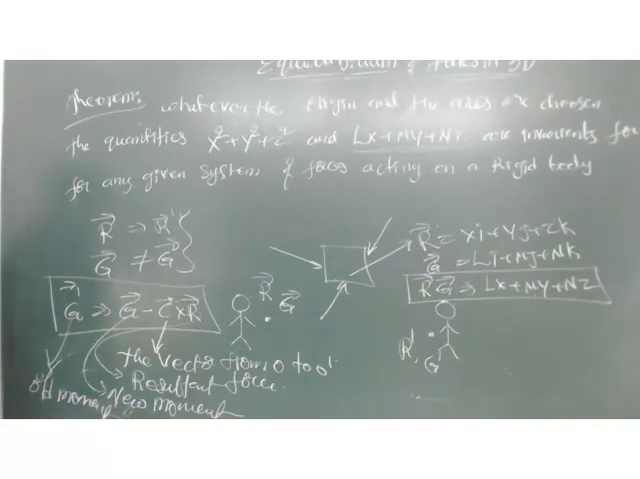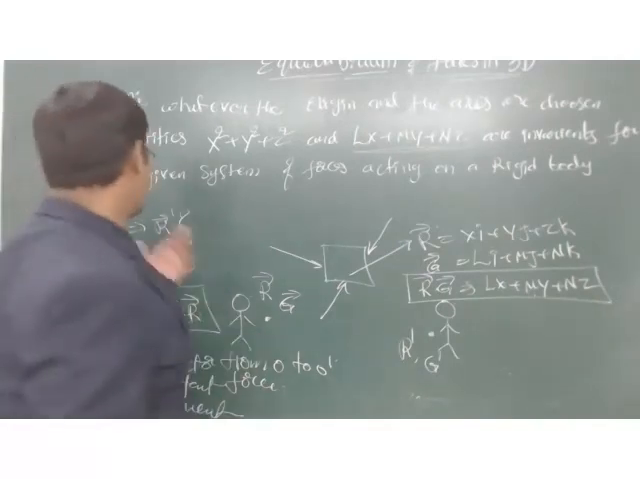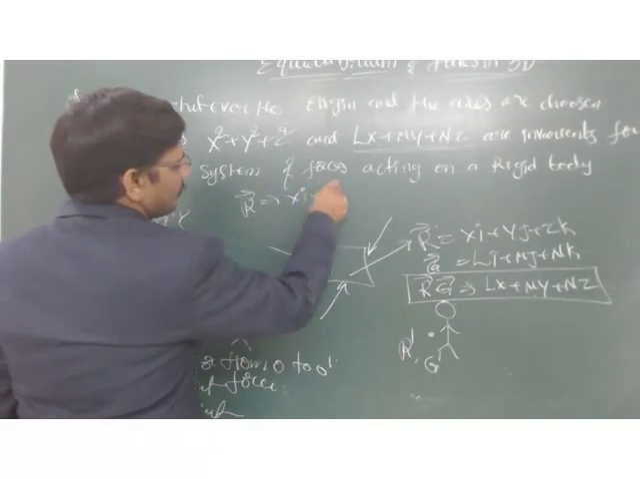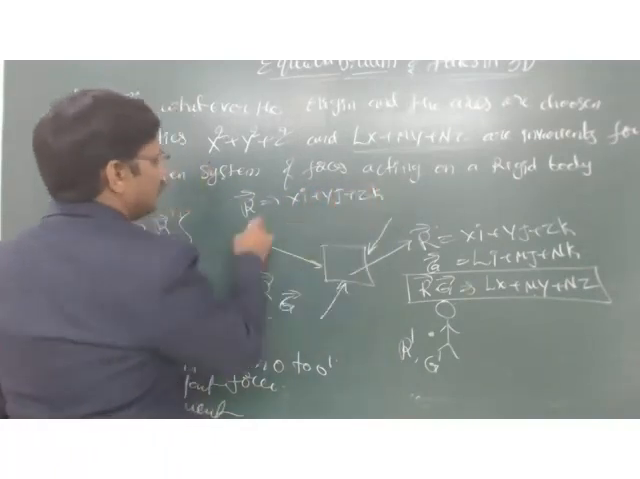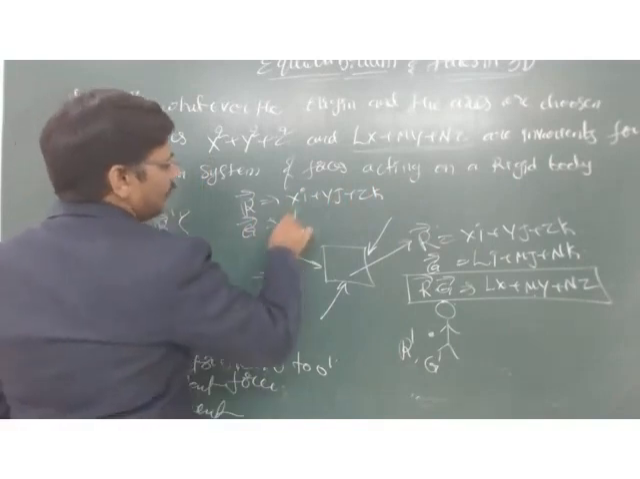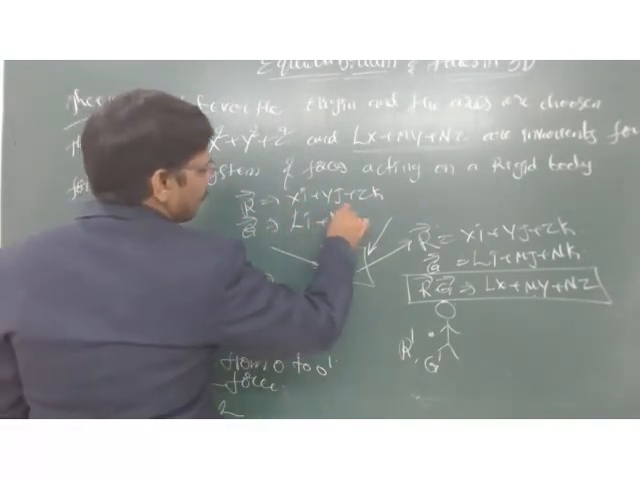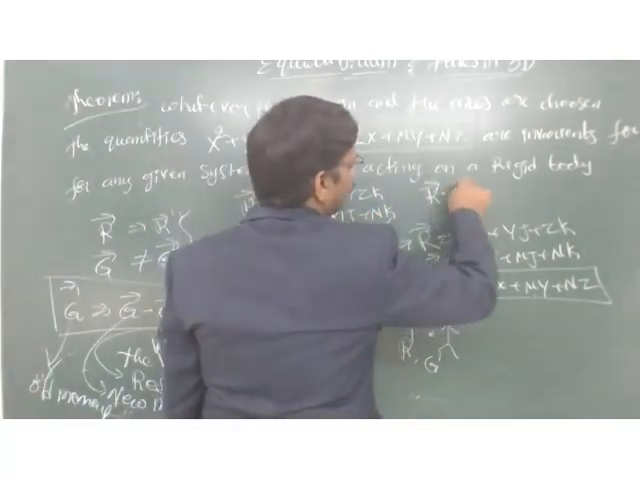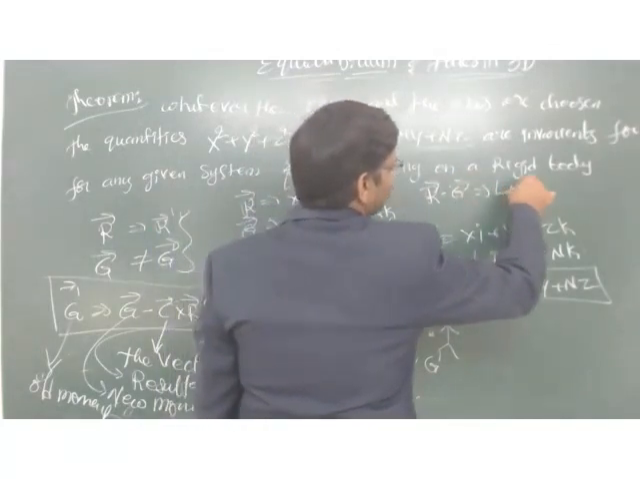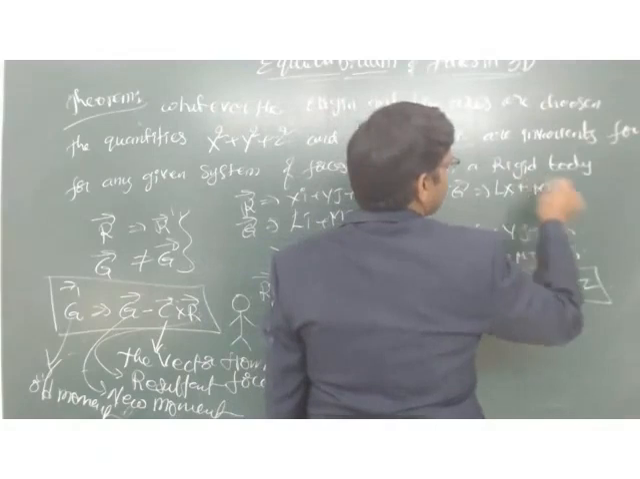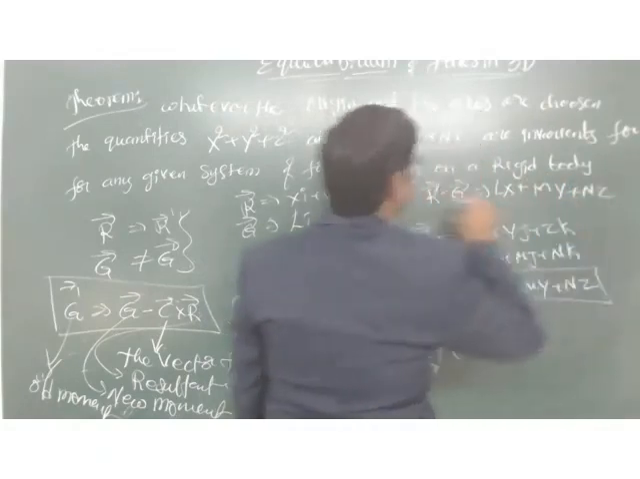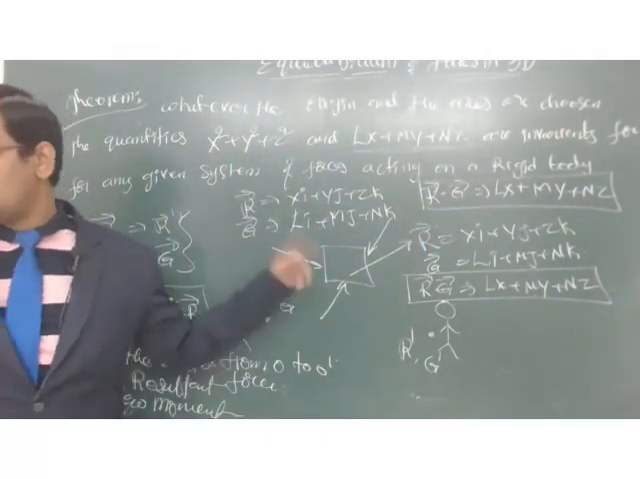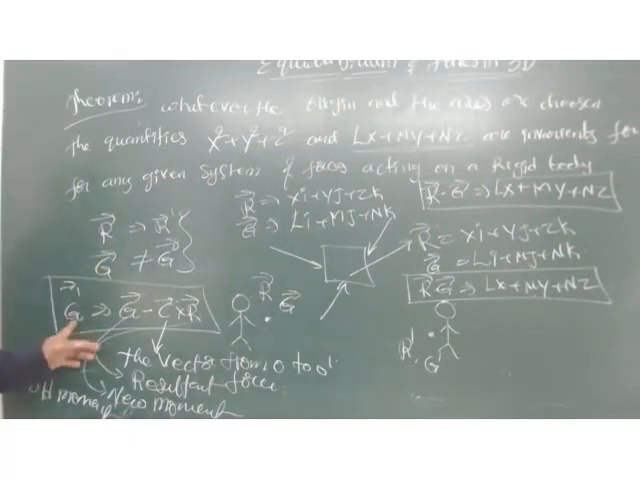Got it? So with this relation, if you try to find the relation, R is equal to Xi plus Yj plus Zk, and G is equal to Li plus Mj plus Nk. Now the dot product of these two is nothing but R dot G is equal to Lx plus My plus Nz. And then we will try to prove whether the other one is also equal. So you note down this, I am going to erase it, and then I will try to prove this relation with this dot product.